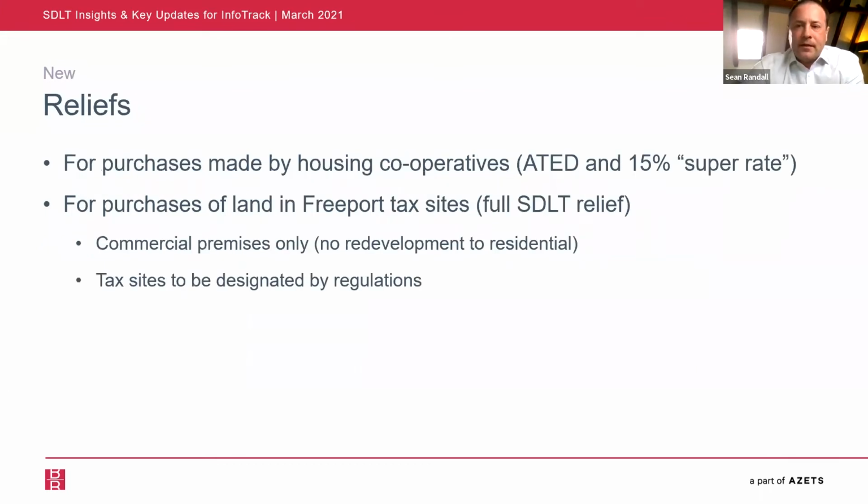So, quite an esoteric relief for one particular type of body, a housing cooperative, and they're going to benefit from ATED relief, the annual tax on enveloped dwellings, and the relief from the flat 15% stamp duty rate, the anti-enveloping rate, with retrospective effect from last year.